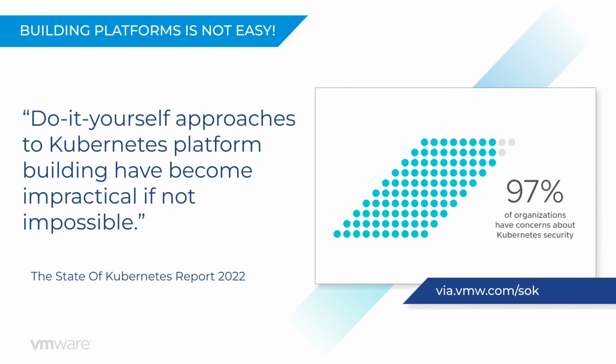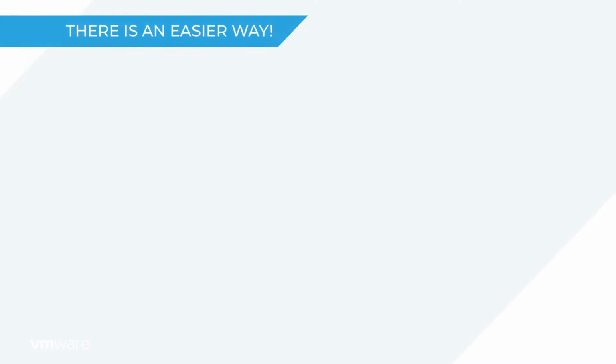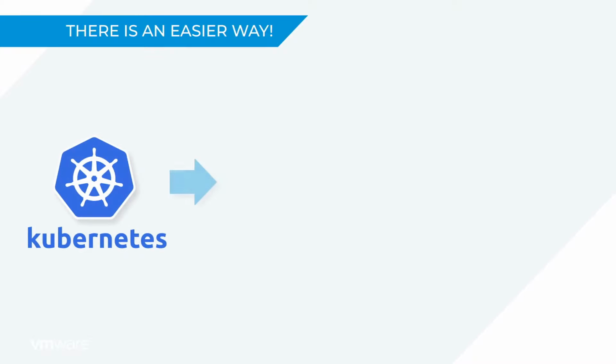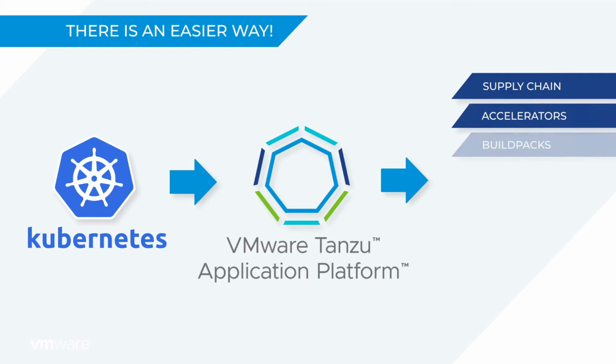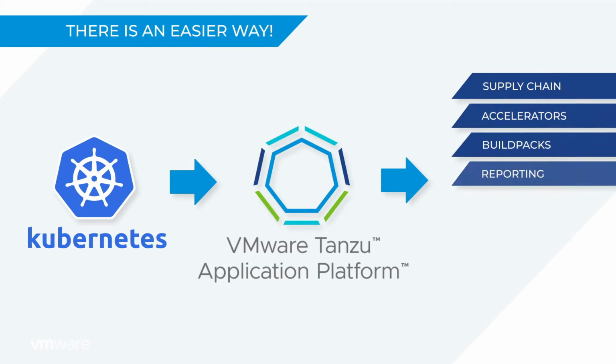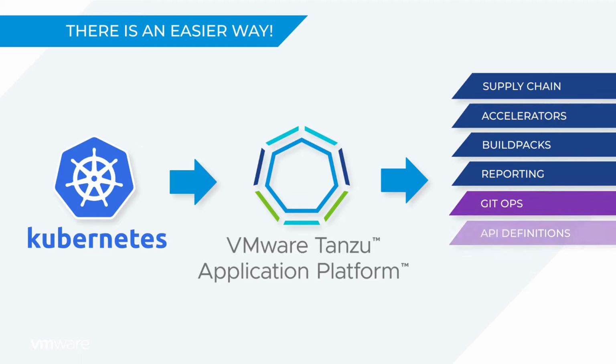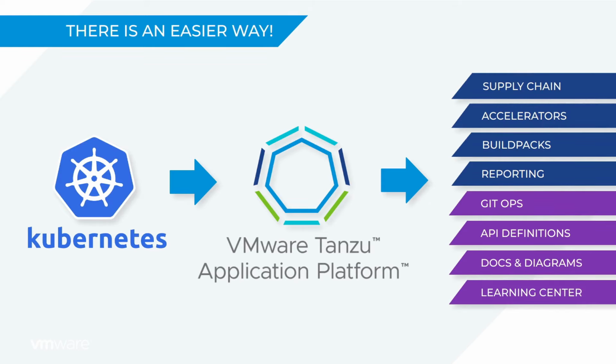So you're probably wondering, is there an easier way? Fortunately, for me at least, the answer is yes. You take Kubernetes and you add VMware Tanzu application platform to your clusters. And then you customize the out-of-the-box experience to fit your needs at your own pace. As you mature, you can add or customize supply chain components or application accelerators or buildpacks or reporting and observability. Or maybe for developers, you'd add GitOps or further API definitions, or things like diagrams and documentation, or even hands-on labs and learning centers.